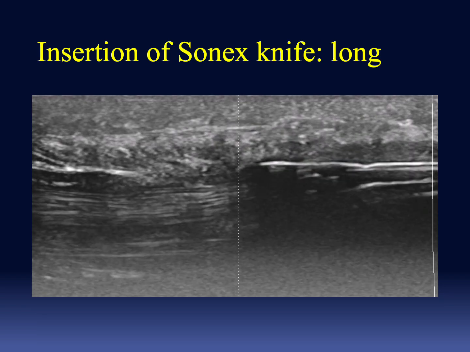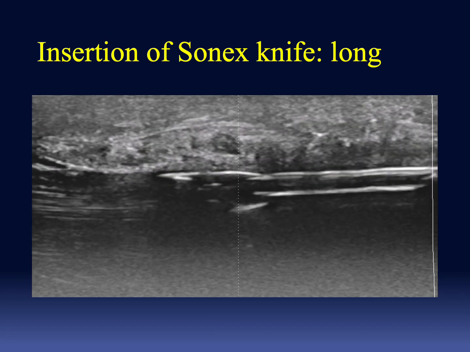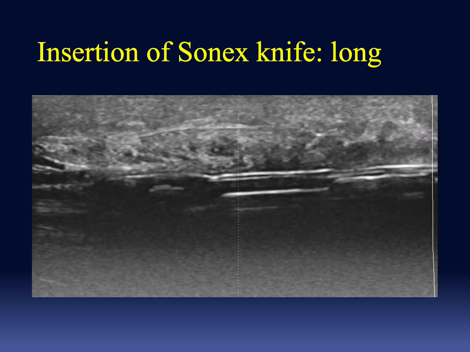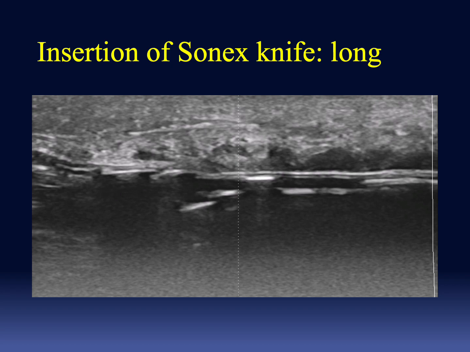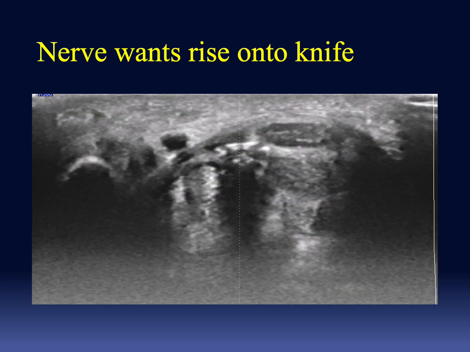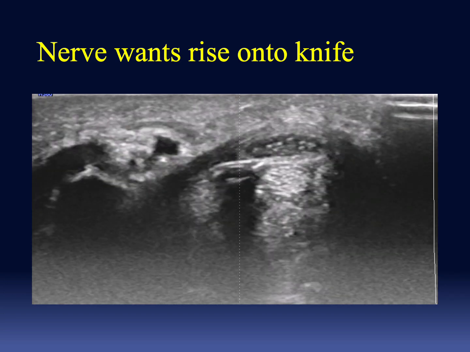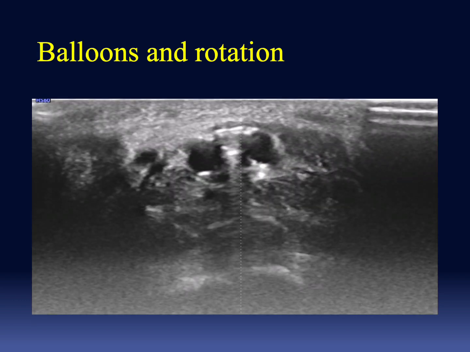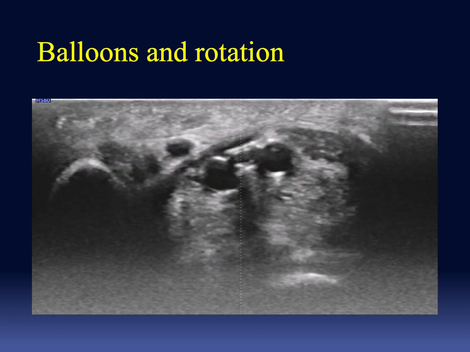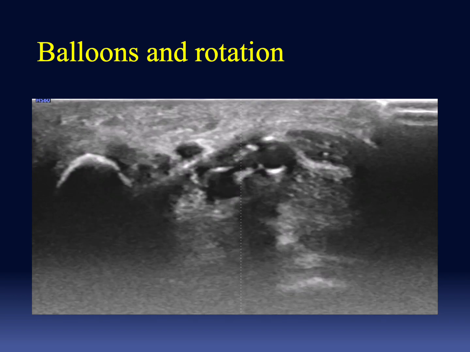Then we insert the knife manufactured by Sonex, and here we see the tip of the knife. This is for dissecting, and the actual blade is here, and we want to cut from here proximally. Here you can see the knife, and you can see the median nerve wants to crawl out onto the cutting surface of the knife. What we try to do is produce a situation where the knife is tightly applied to the undersurface of the ligament. By blowing up the balloons and rotating ulnarward with the device, we can block the nerve from that cutting surface.